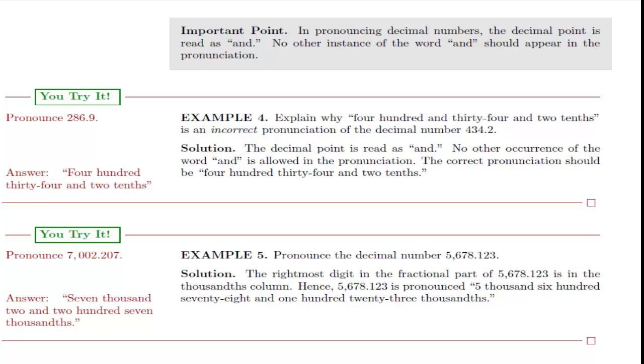Example 5. Pronounce the decimal number. Solution. The rightmost digit in the fractional part of the decimal number is in the thousandths column. Hence, the decimal number is pronounced 5,678 and 123 thousandths.